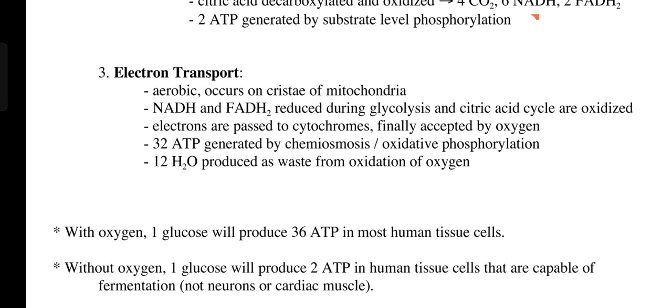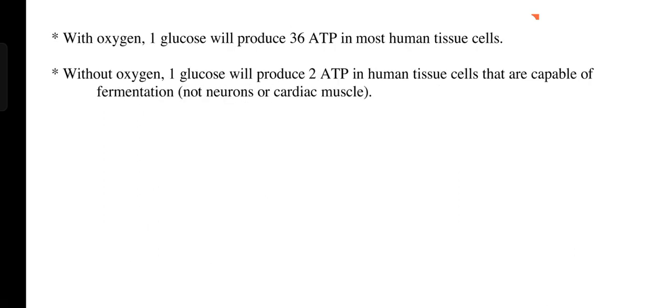Number 3, electron transport. Aerobic, occurs on the cristae of the mitochondria. NADH and FADH2 reduced during glycolysis and the citric acid cycle are oxidized. Electrons are passed to cytochromes, finally accepted by oxygen. 32 ATP are generated by chemiosmosis, oxidative phosphorylation. 12 H2O are produced as waste from the reduction of oxygen. With oxygen, 1 glucose will produce 36 ATP in most human tissue cells.